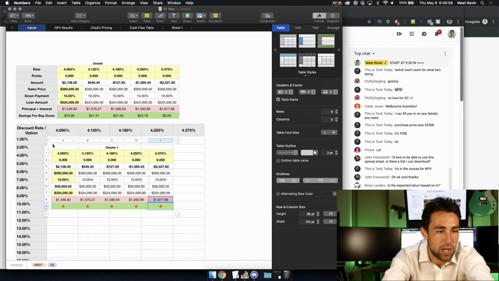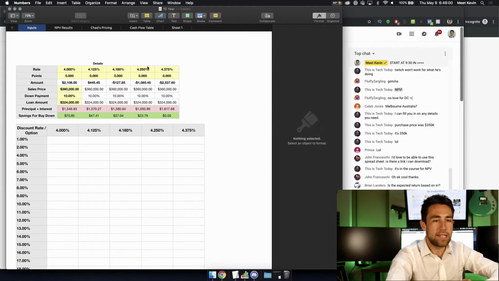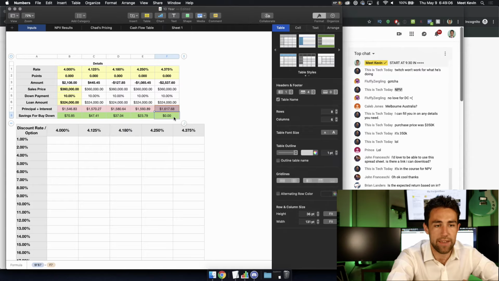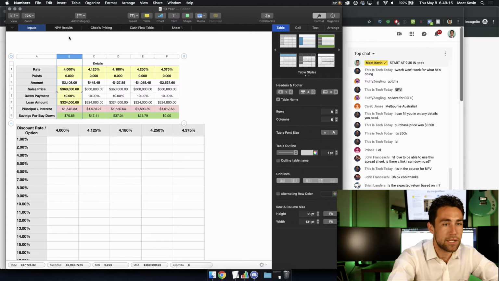All right, we've got our table copied over. Everything's the same. Let's just double check. Good, this corner one should always be 0 because the highest rate should give you no savings for buy down. Then you save $23, $37, $47, $70, perfect. Last one, keeping the loan for 15 years, said that 4% would be the best.